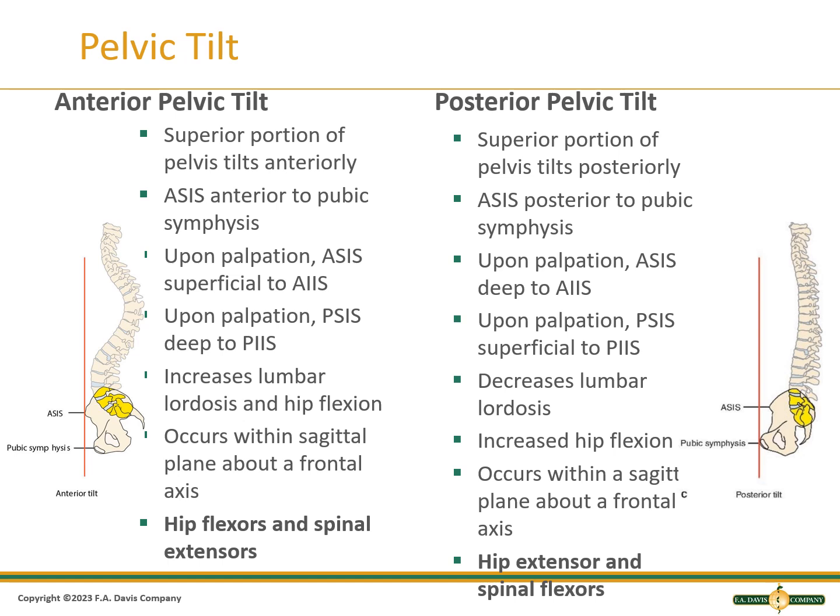Our anterior pelvic tilt is where the superior portion of the pelvis tilts anteriorly. So if we think of our pelvis as a bowl, that's where the top of the bowl would pour water out of the front side of our body. When we palpate the pelvis with an anterior pelvic tilt, we would palpate the ASIS anterior to the pubic symphysis and superficial to the anterior inferior spine, the AIIS. Upon palpation, we would also palpate the PSIS deep to the PIIS.